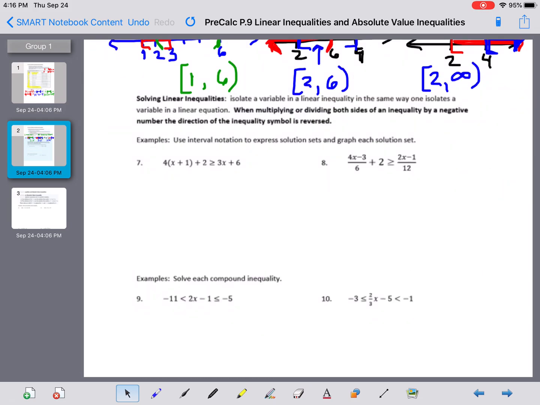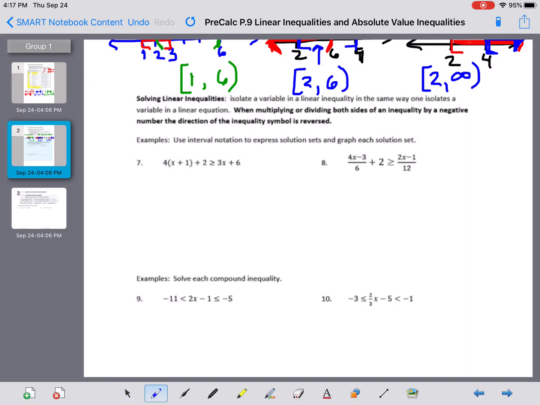All right, solving linear inequalities now. Remember, an inequality in the linear form is like an equation, but instead of an equal sign, we have an inequality sign. So as far as solving it, we are going to simply solve it as we would an equation, and then we're going to make sure that the final answer is in interval notation, okay? So let's go ahead here.